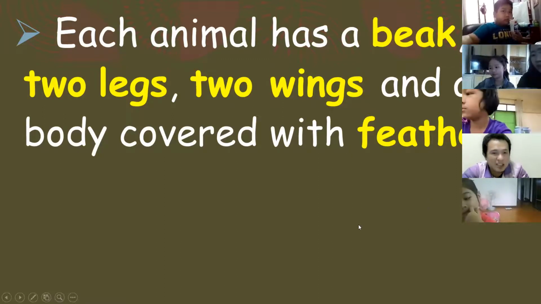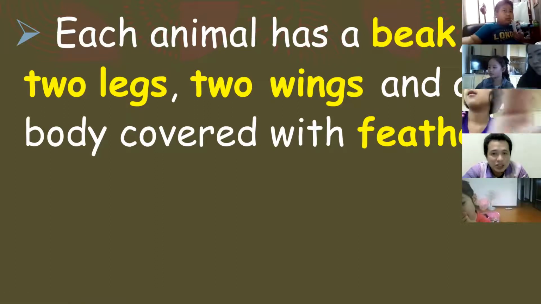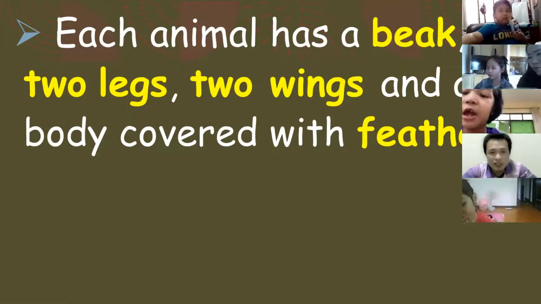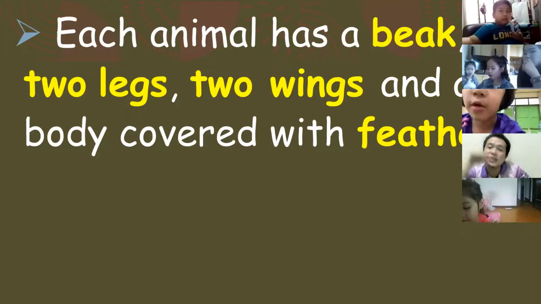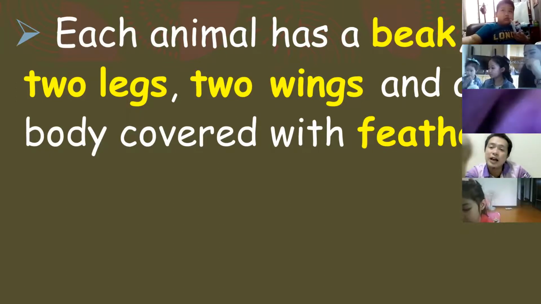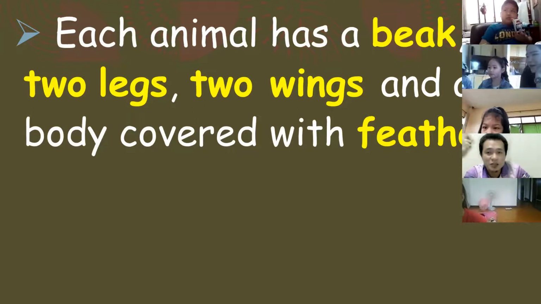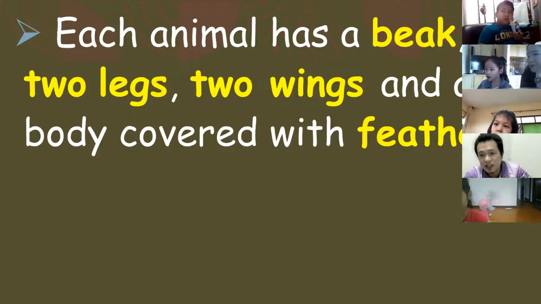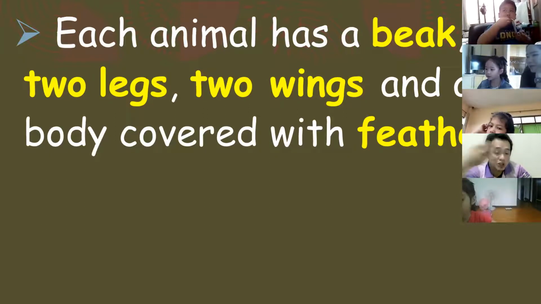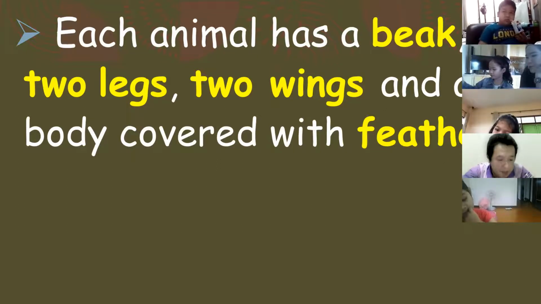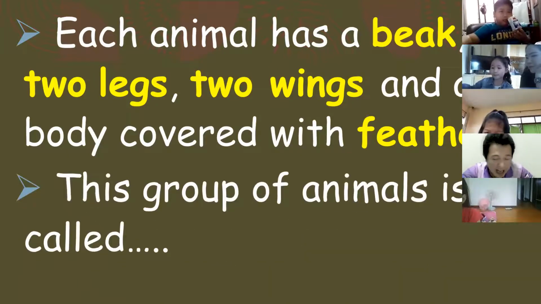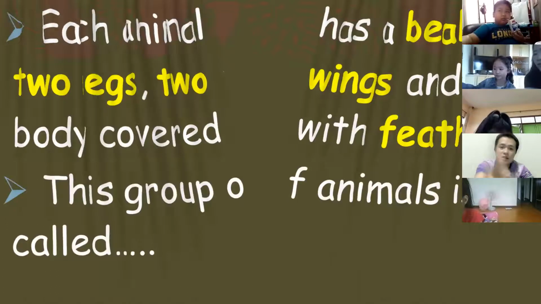Right, so we have Tanam. Tanam said it's a bird. Let's see if your answer is correct. By reading this one, this animal has a beak. You know what a beak is like that? Two legs we have here and also two wings and feathers. So as you can see, these animals are what? According to Tanam, let's see. Tanam says, this group of animals are called... Are you ready?